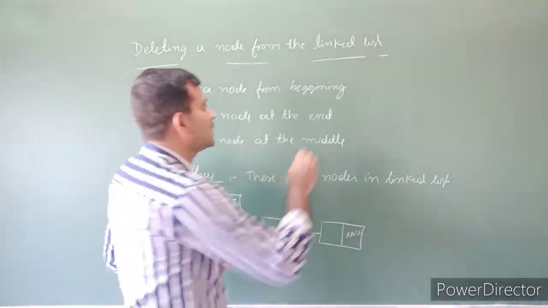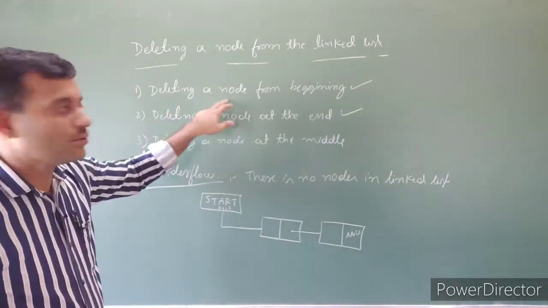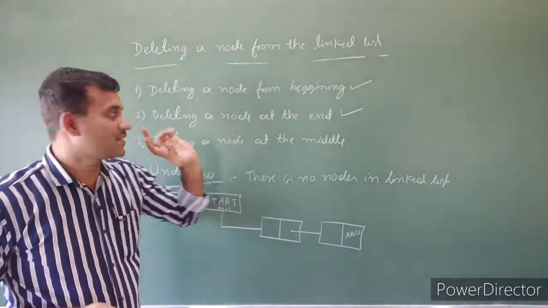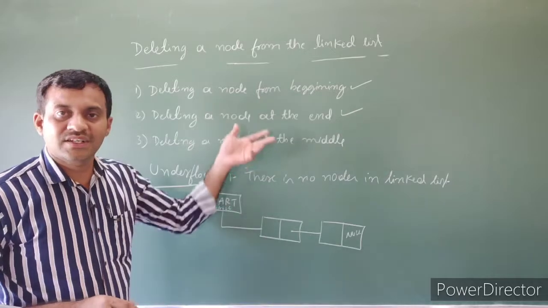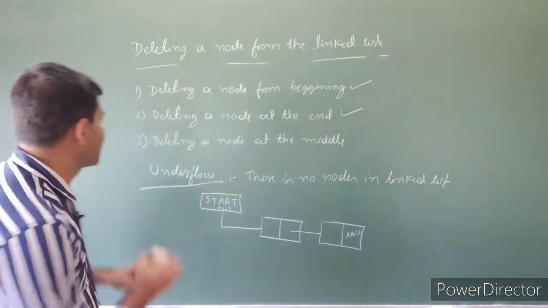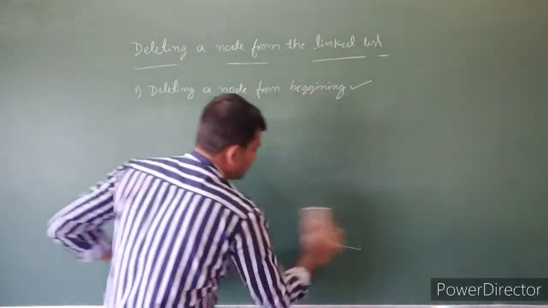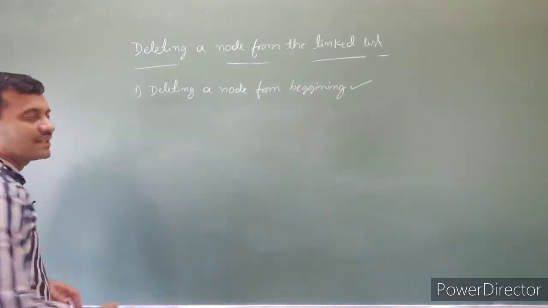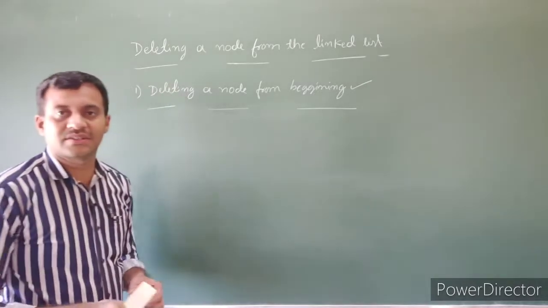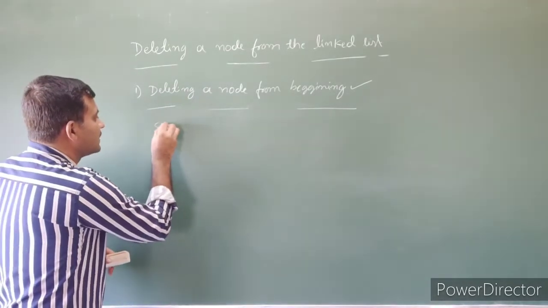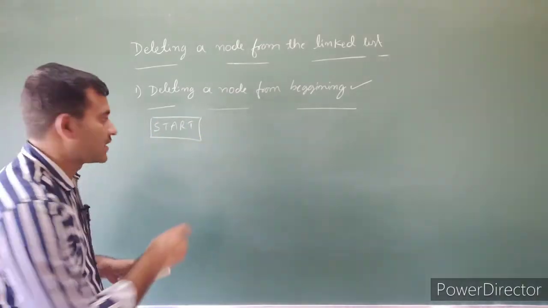Here we only discuss two cases. The first one is deleting a node from the beginning of the linked list, and the second is deleting a node at the end of the linked list. Let's discuss one by one. Consider the first case, deleting a node from the beginning of the linked list. Again, consider an example. There is a pointer start.